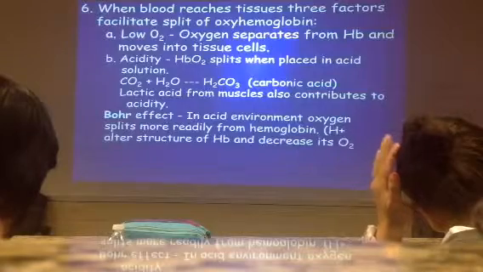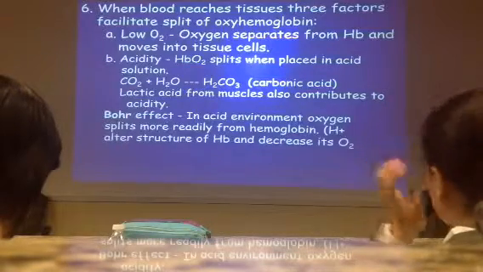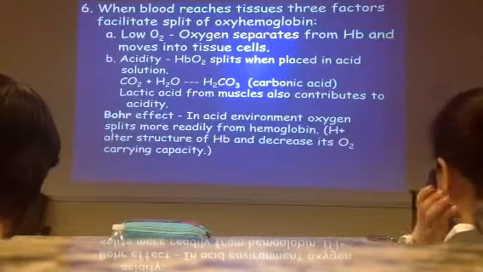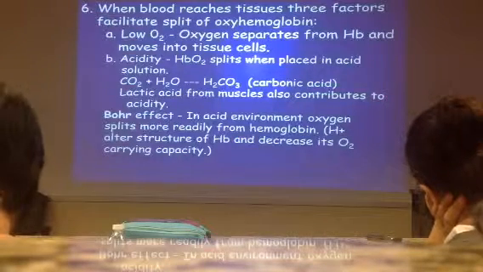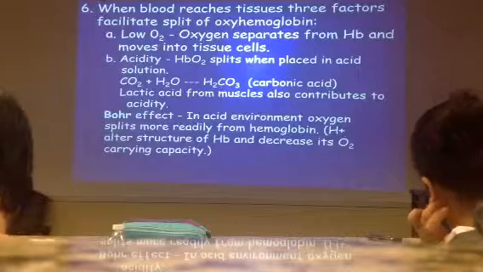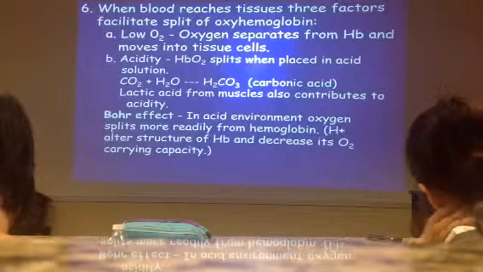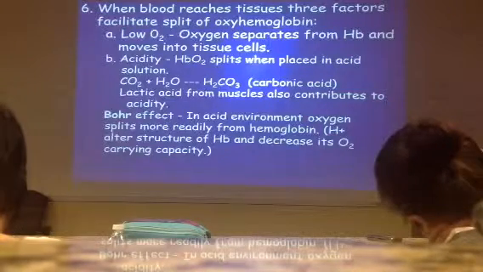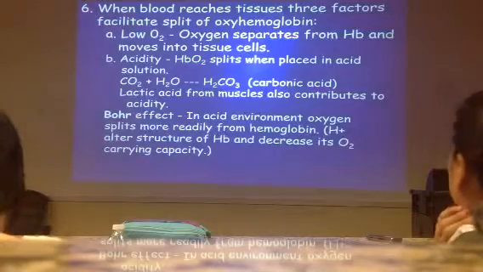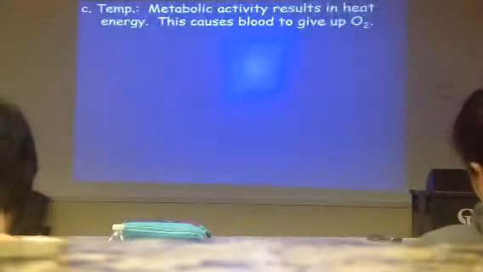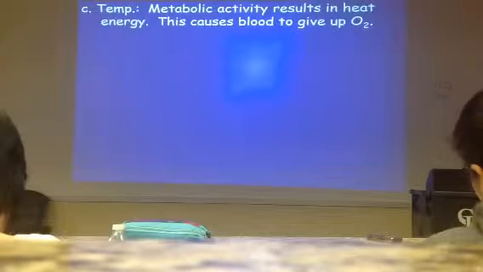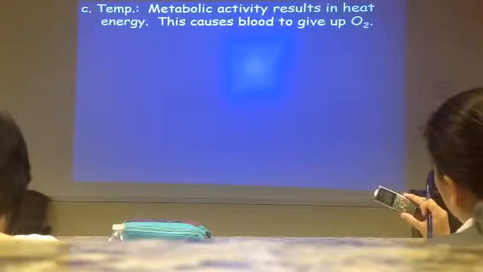H plus alters the structure of hemoglobin and decreases its oxygen carrying capacity. You don't need to remember that. But anyway, in an acid environment, oxygen splits more rapidly from hemoglobin. So acidity, low oxygen, and then I have another thing, temperature, metabolic activity at the tissue level.